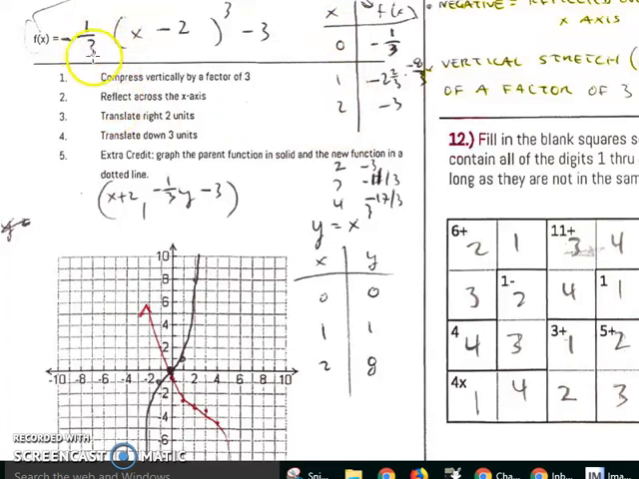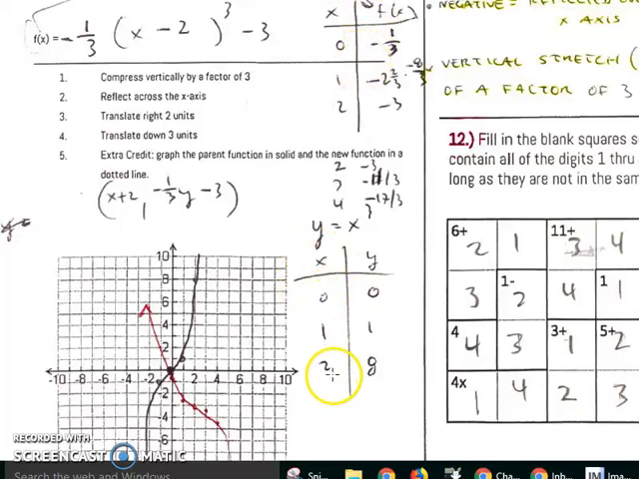You take your a value and your d value, that affects the y coordinates because it's the vertical. And then your x values are affected by the c here. So you're going right 2, so that would be a +2 on your values. So I can take this rule and now apply it to here.